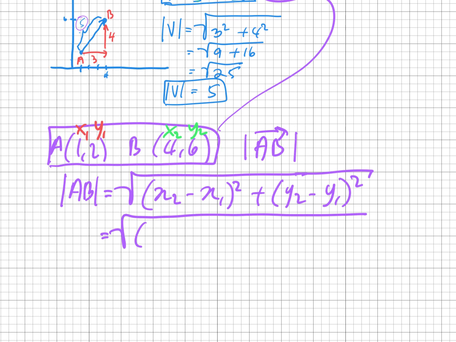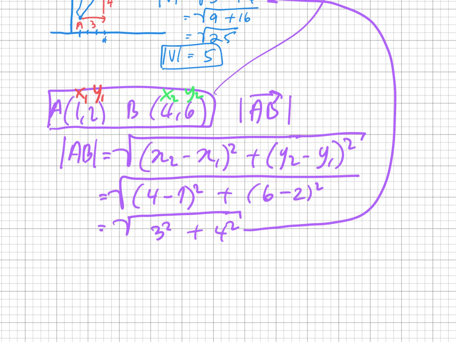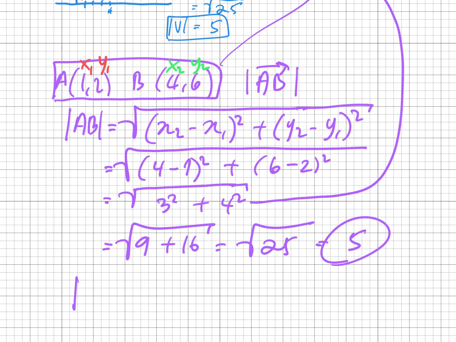So there you go. My x2 is going to be 4 minus 1 squared plus my y2, 6 minus 2 squared. That simplifies to 4 minus 1, which is 3 squared, plus 4 squared. So now if you look at this part, this one is now identical to that. See? It's now going to be the same. This is going to be 9 plus 16, and 9 plus 16 is 25, and that's going to give you 5. Therefore, the magnitude of vector AB is equal to 5.